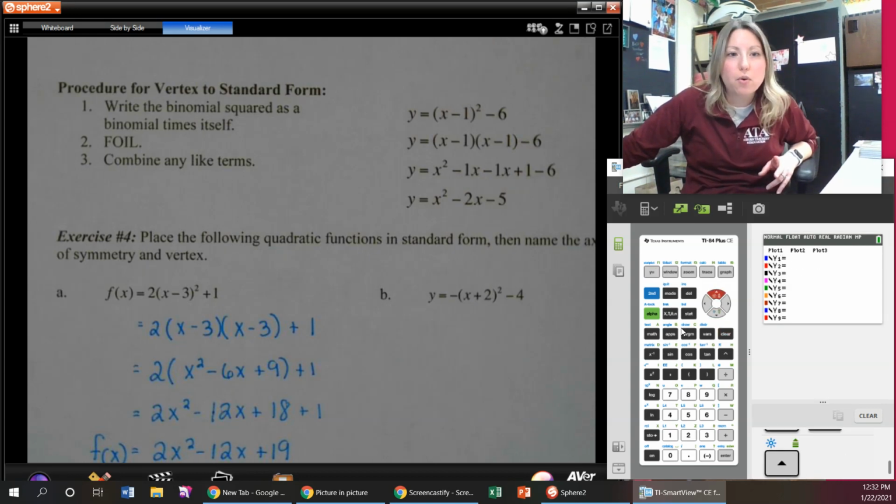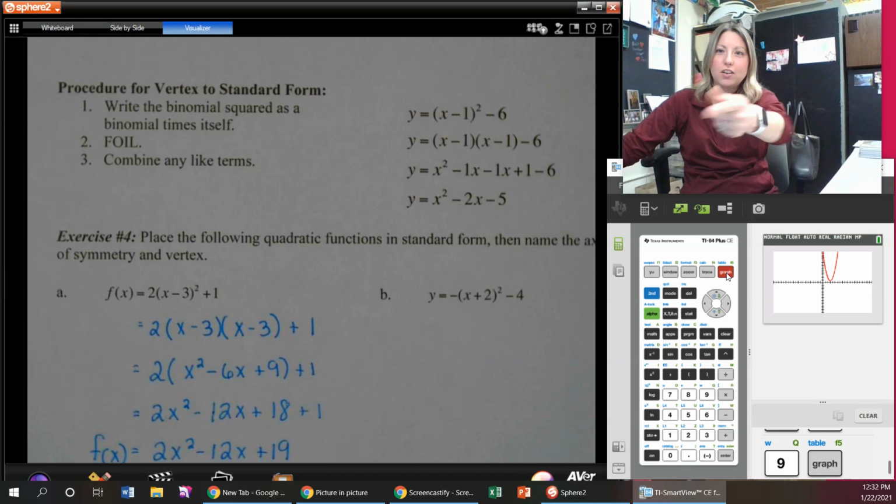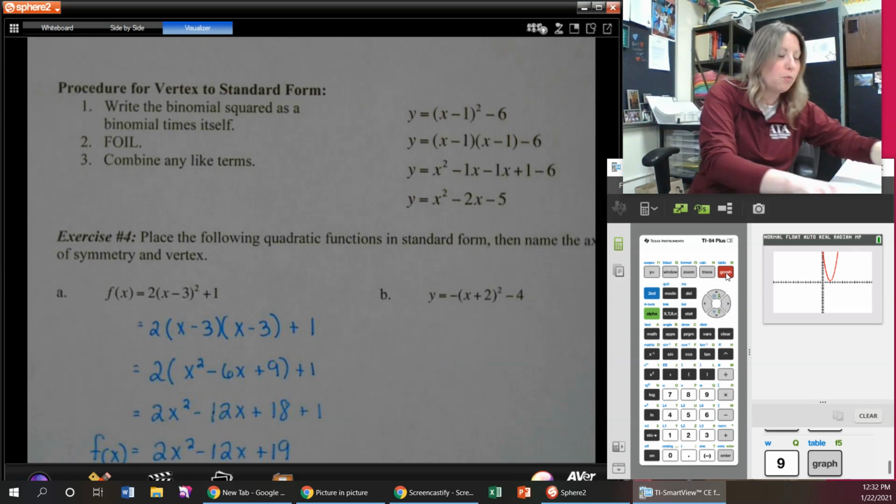And we check that by y equals. Notice how much quicker that was, right? 2 times x minus 3, parentheses squared, and then plus 1 on the end. And then our new, which was 2x squared minus 12x plus 19. And press graph to make sure that they match. There they are.